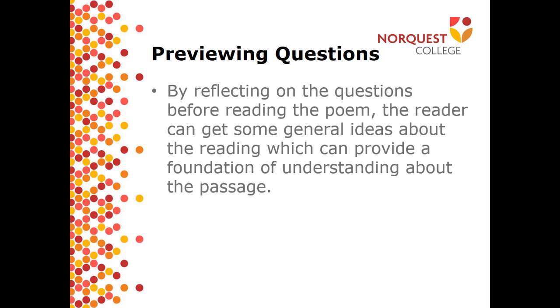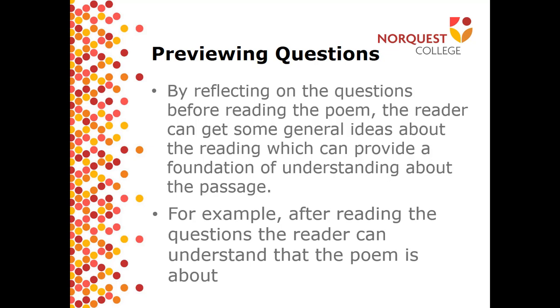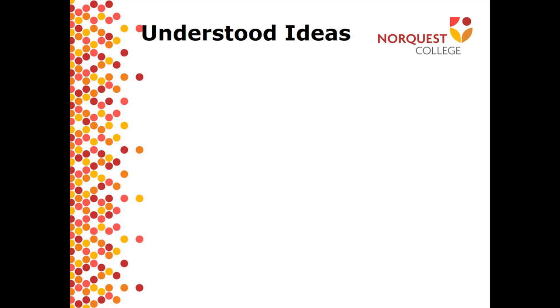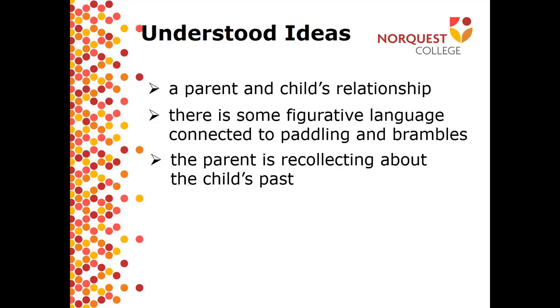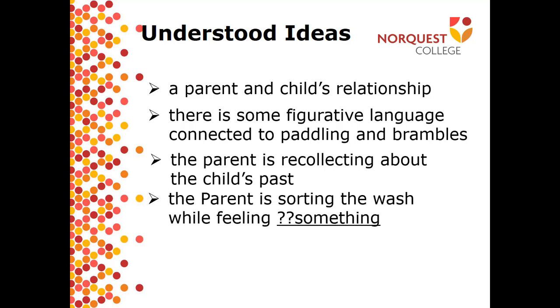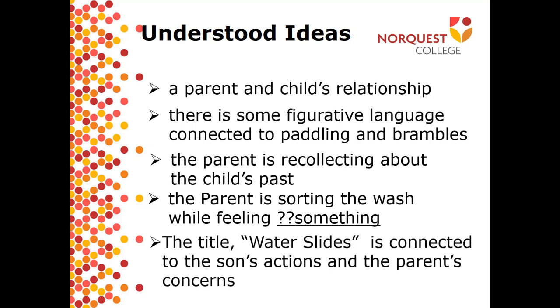By reflecting on the questions before reading the poem, the reader can get some general ideas about the reading, which can provide a foundation of understanding about the passage. For example, after reading the questions, the reader can understand that the poem is about a parent and child's relationship, that there is some figurative language connected to paddling and brambles, that the parent is recollecting about the child's past, that the parent is sorting the wash while feeling something, and finally that the title Water Slides is connected to the son's actions and the parent's concerns.